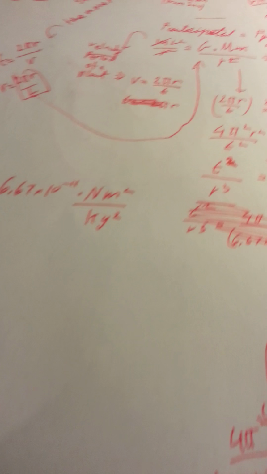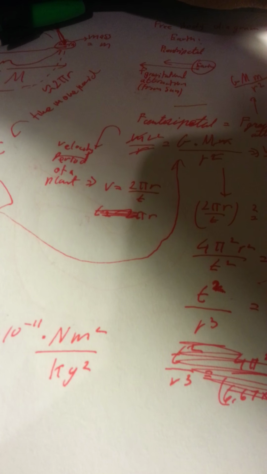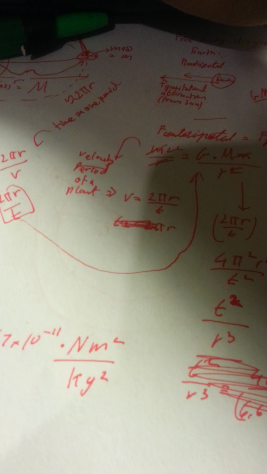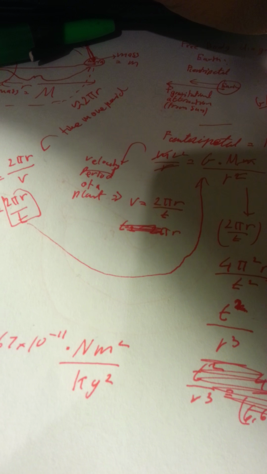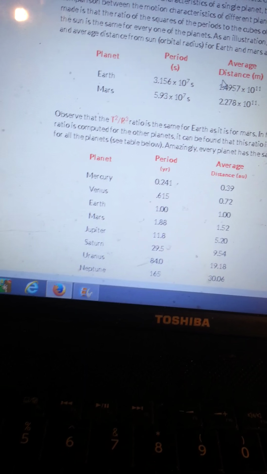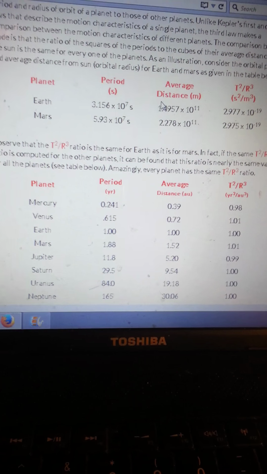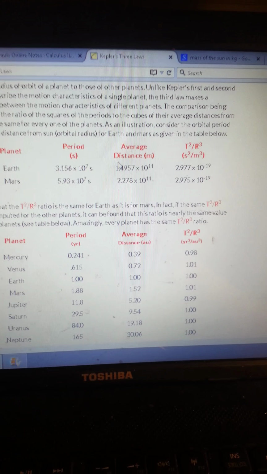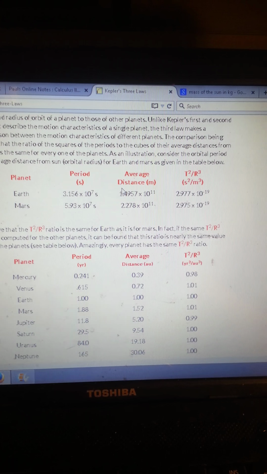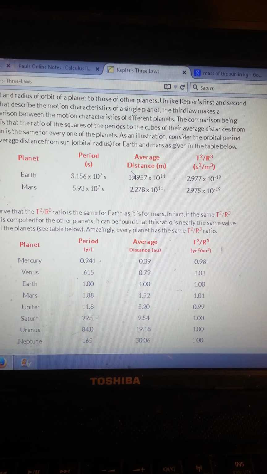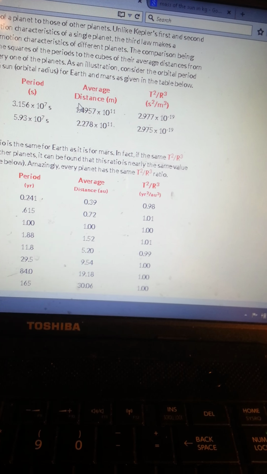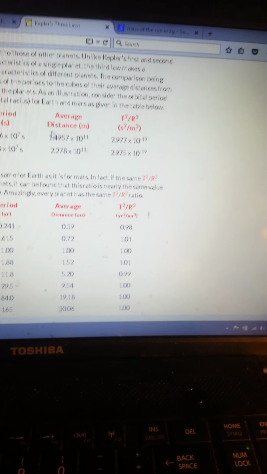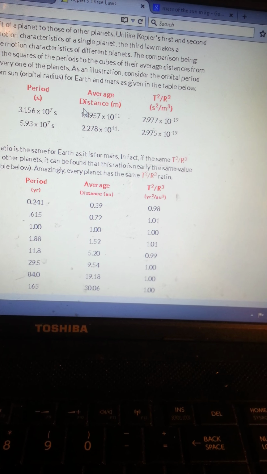Now let's check online for the t squared over r cubed values for as many planets as we can. For Earth, it has a t squared over r cubed value of 2.977 times 10 to the power of negative 19, and ours was 2.97562 times 10 to the power of negative 19. So obviously Earth's orbit doesn't have an eccentricity of 0. For Mars, it is equal to 2.975 times 10 to the power of negative 19. That is the closest to an eccentricity of 0.